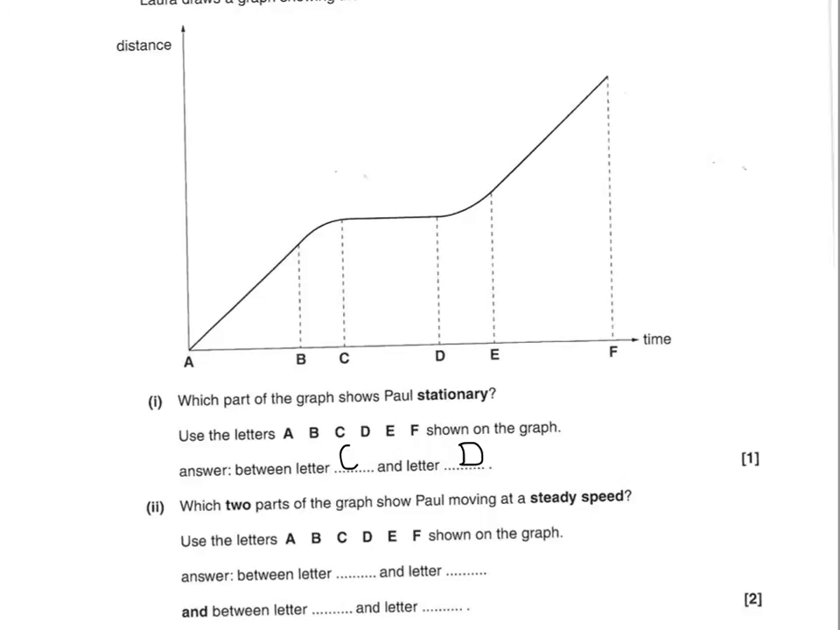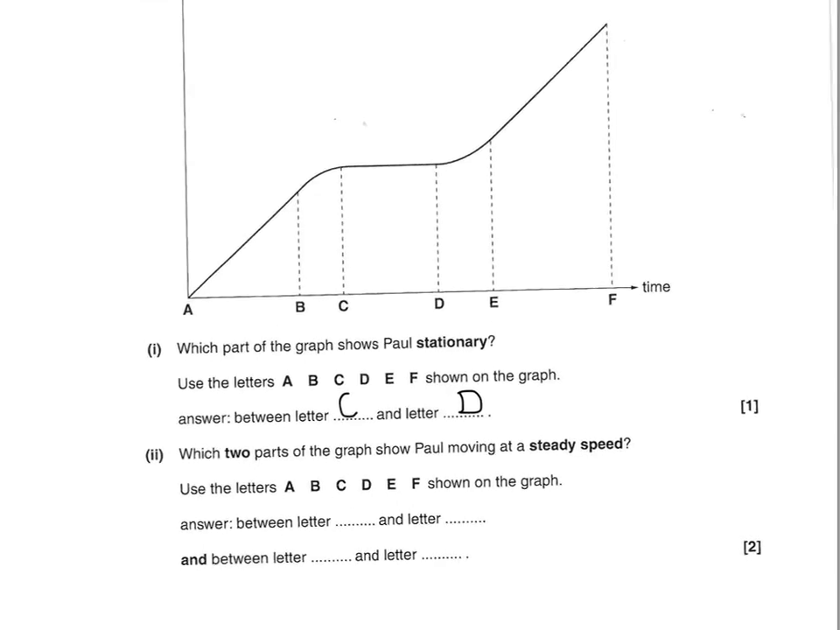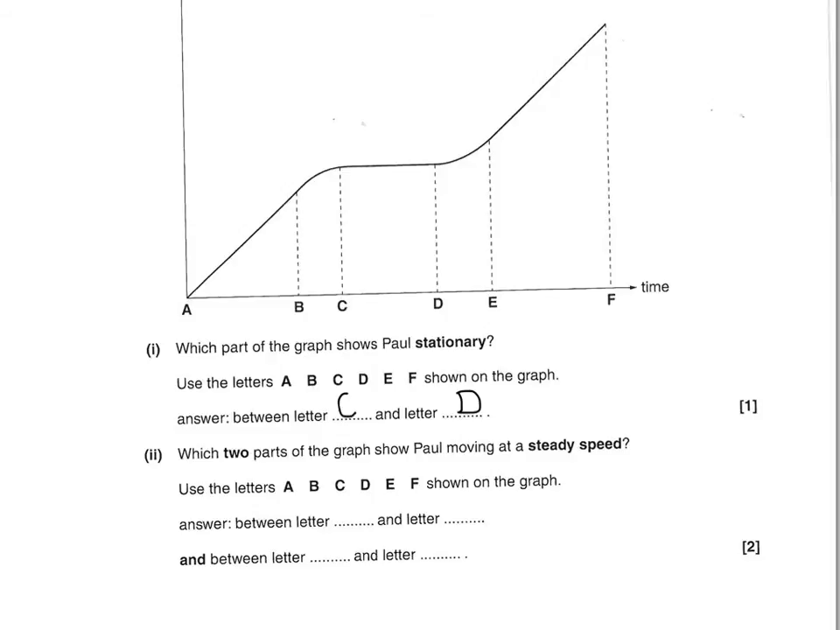And it says, then, which two parts of the graph show Paul moving at a steady speed? So for a steady speed, you could have either between A and B or between E and F. So there he's moving, but you can see that it's a straight line. So either of those would be fine. Oh, you have to have both. Sorry, so you've got A and B and E and F. So two parts of the graph there.